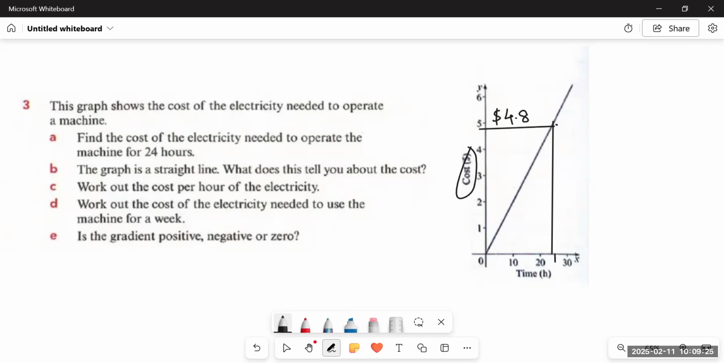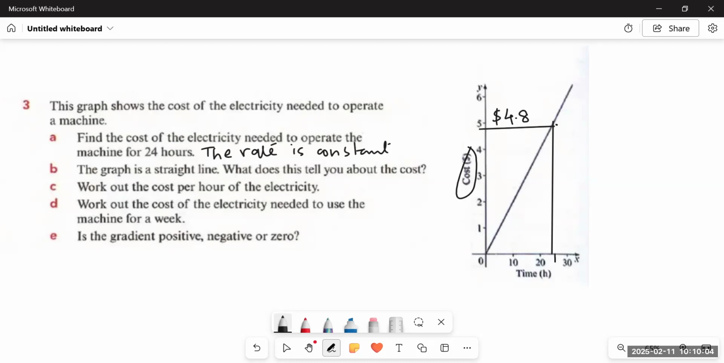The graph is a straight line. What does this tell you about the cost? Since the line is a straight line, the cost of electricity for each hour is the same, right? Whenever we have a straight line, whenever there are no curves, it means the rate at which the electricity would be charged would remain the same. The rate would be constant. The straight line tells us that the rate would remain constant. That is, the cost of electricity for each hour is the same, right? The rate is the same.